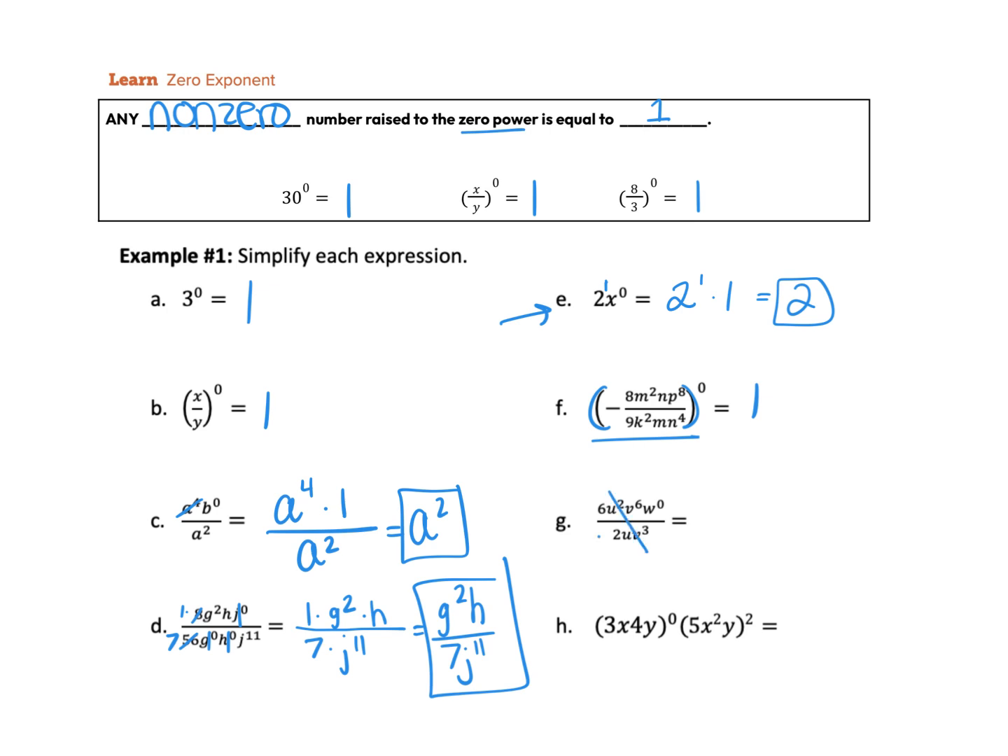Finally here, we're going to skip over letter G, but let's take a look at letter H. I've got this whole expression to the 0 power, so that's just 1. And then over here, I have to make sure that I am distributing this 5 squared x to the 4th y squared. And then to simplify that, I have 1 times 5 squared, that's just 25, x to the 4th y squared.